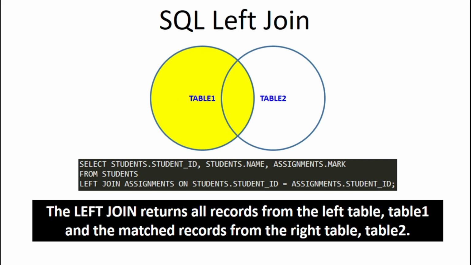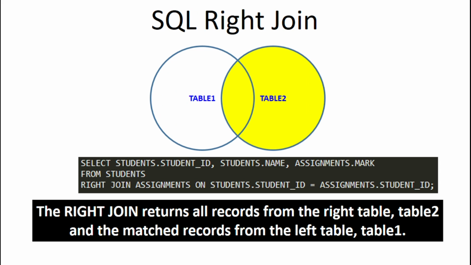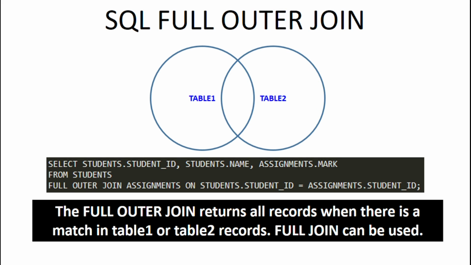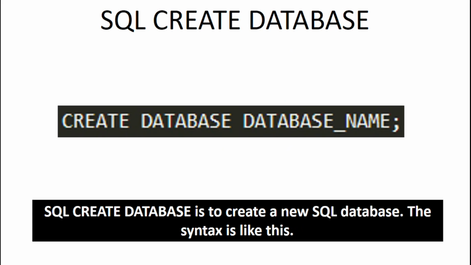The left join returns all records from the left table, table 1, and the matched records from the right table, table 2. The right join returns all records from the right table, table 2, and the matched records from the left table, table 1. The full outer join returns all records when there is a match in table 1 or table 2 records. Full join can be used.